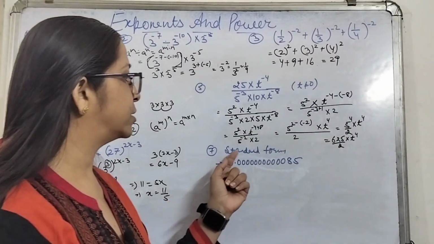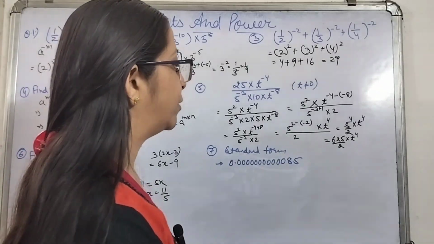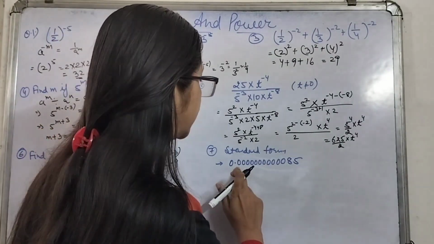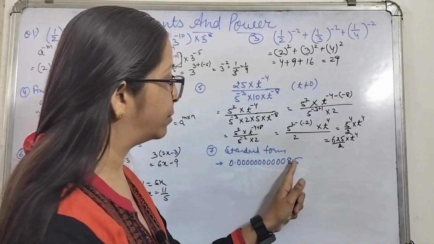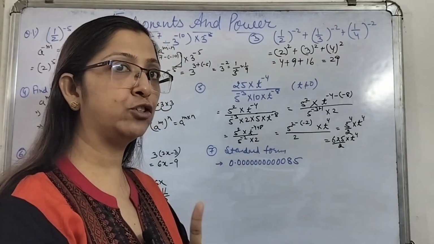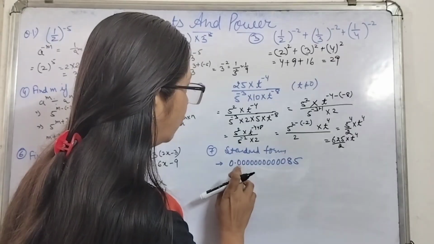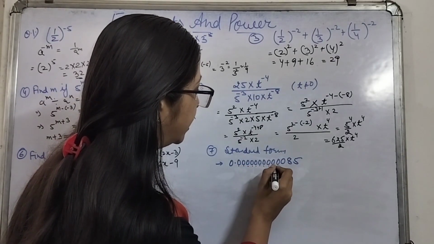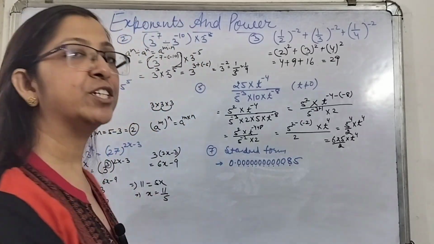Now the last question: just convert it into standard form. For standard form, what we want is the decimal after 1 digit. After 1 digit, we want the decimal. That means we will be shifting this decimal after 8. We want the decimal after 8 because before the decimal, only 1 digit should be there for standard form. So how many times we have to shift it? 1, 2, 3, 4, 5, 6, 7, 8, 9, 10, 11, 12. 12 digits we have to shift it.